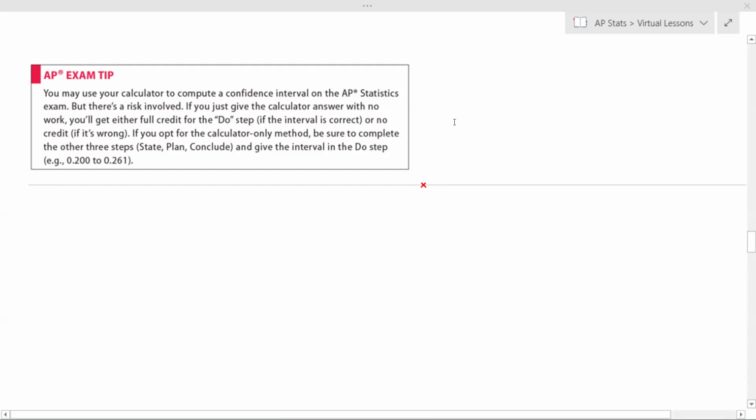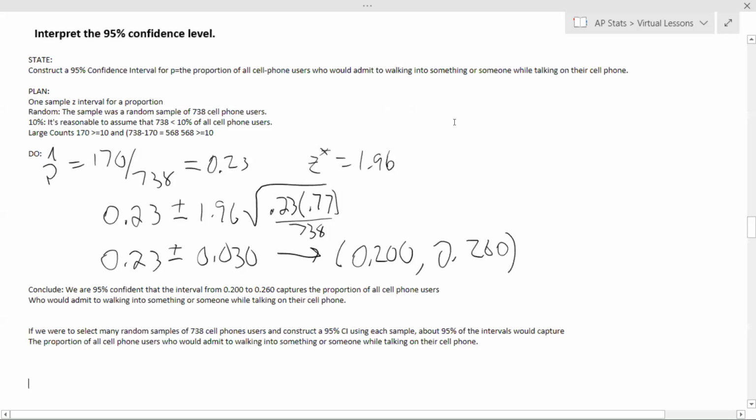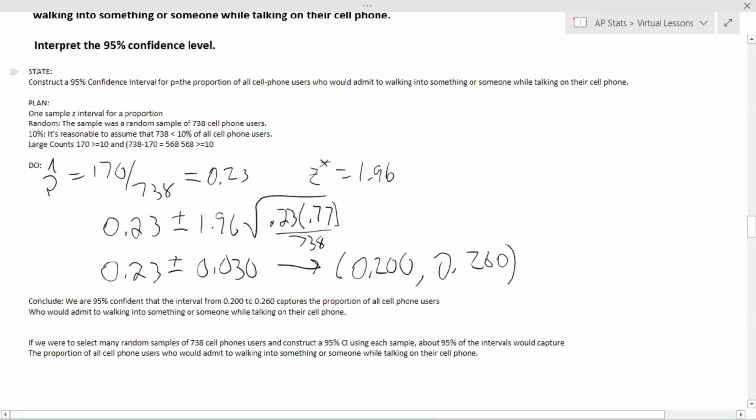So basically what I'm talking about here is if we look back at our example that we did at the end of the last video, we did our four-step process here. This whole do step, we can basically punch everything into the calculator and just report the interval. But if there's no work, if the interval's wrong, you won't get credit for the do step. If the interval's right, you will. So you're kind of playing a risk there. There's not going to be any partial credit because you didn't show any work. So it's usually good to write down the p hat and then the setup for calculating your confidence interval.